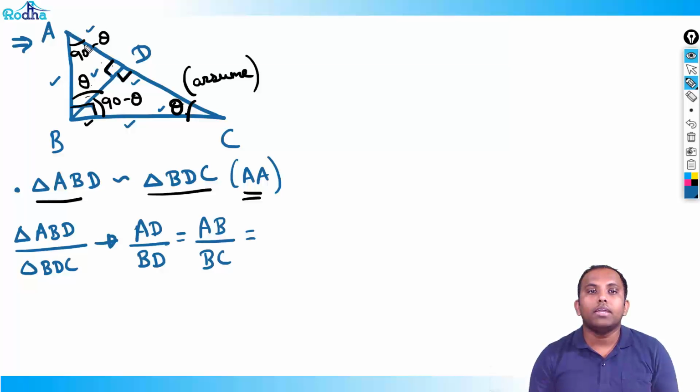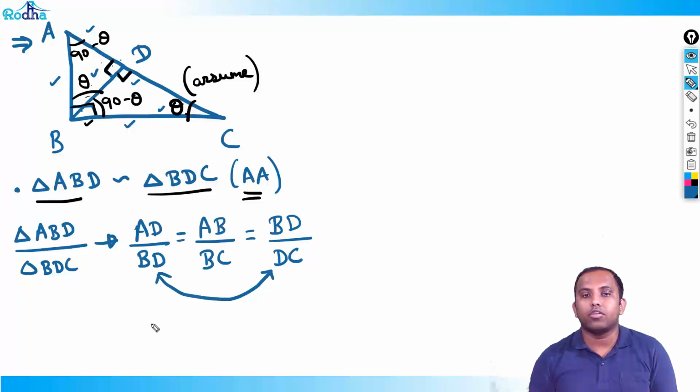Third one, I pick 90 minus theta. Here 90 minus theta opposite is BD, and here 90 minus theta opposite is DC. So my ratio is BD upon DC. Fine. I can combine these two and form a result, which we can discuss later also. So I can simply write here BD square is equal to AD into DC.